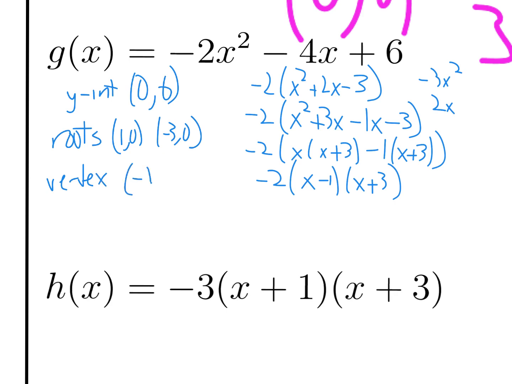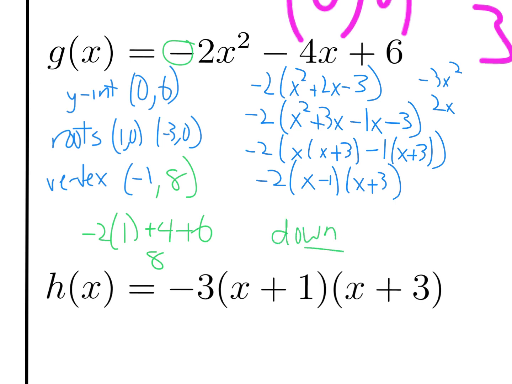So my vertex is at negative 1, and let's figure out the y value, shall we? If I plug in, negative 1 squared is just 1, minus 4 times negative 1, so plus 4, plus 6. So that's going to be 10 minus 2, which is 8. So 1, 8. That negative means we're concave down. And my axis of symmetry is x equals negative 1.